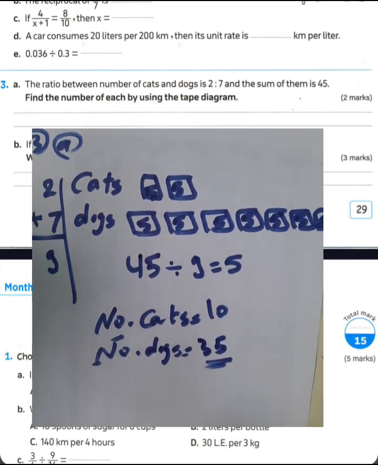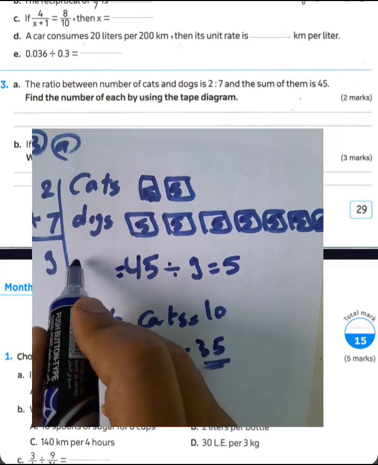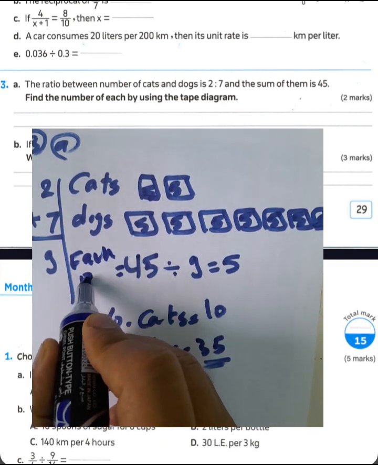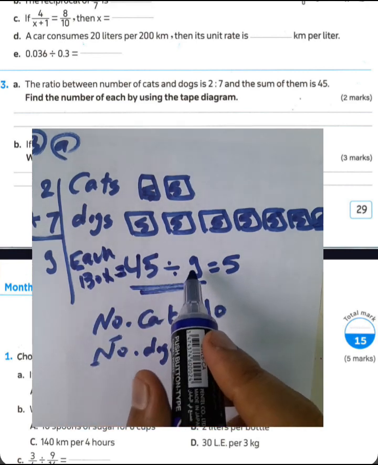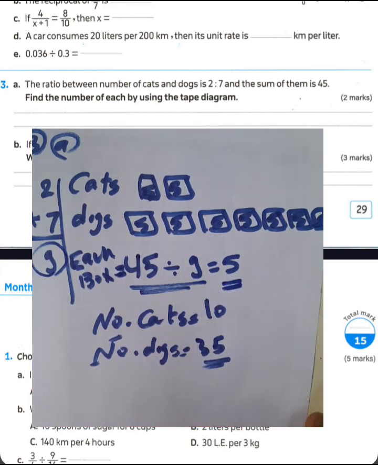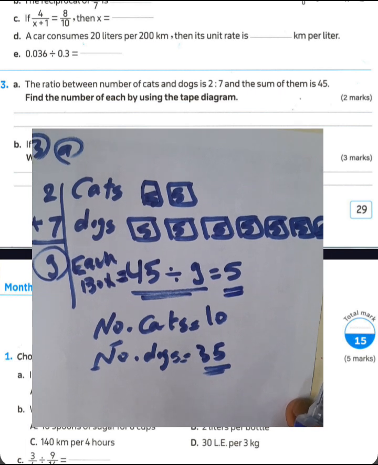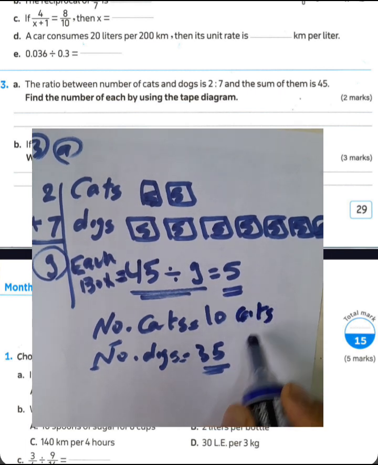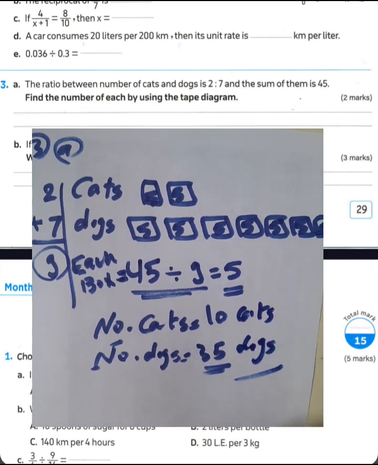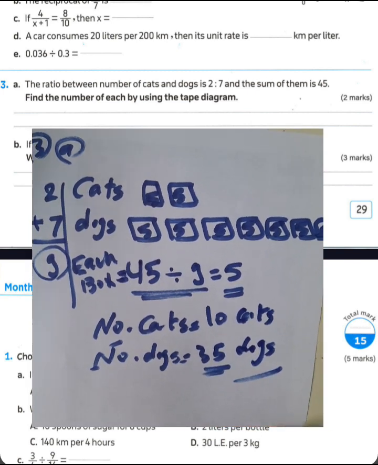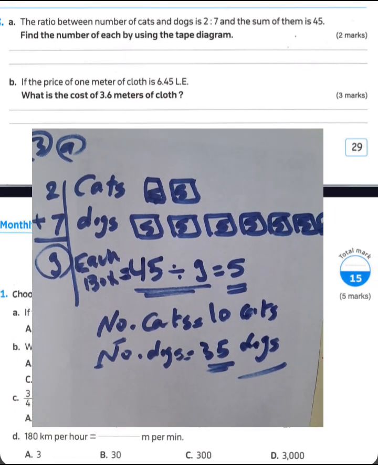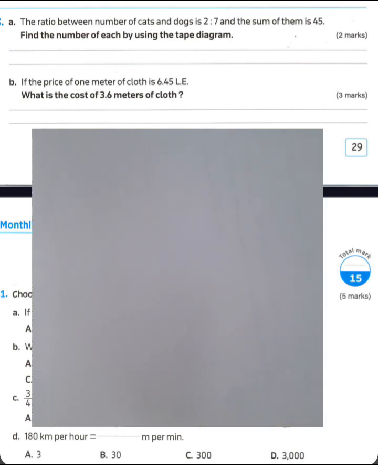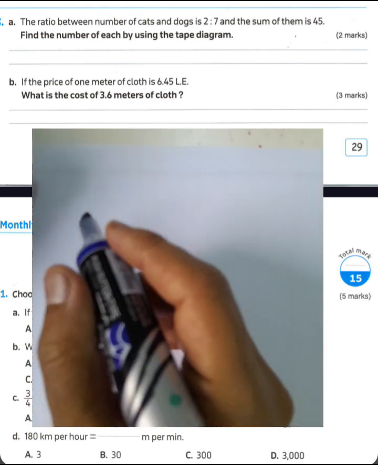Each box equals 45 divided by the sum of them, 9, the result will be 5. Then the number of cats will be 10 cats, and the number of dogs will be 35 dogs. Okay, that's the method to solve this example. Question letter B, if the price of 1 meter of cloth is 6 and 45 hundredths Egyptian pounds, what is the cost of 3.6 meters of the cloth?